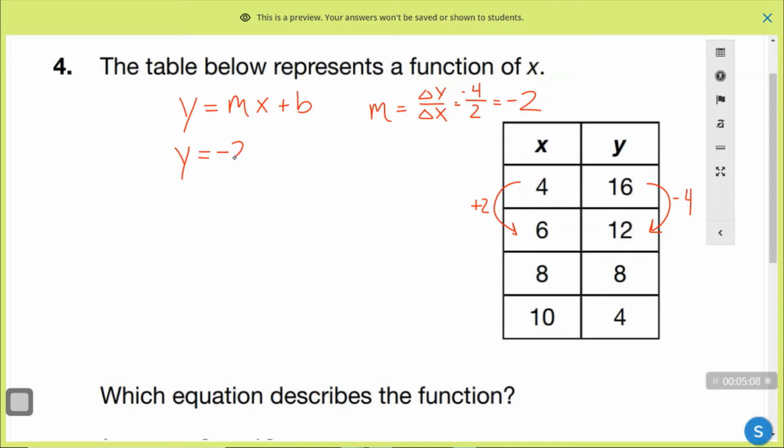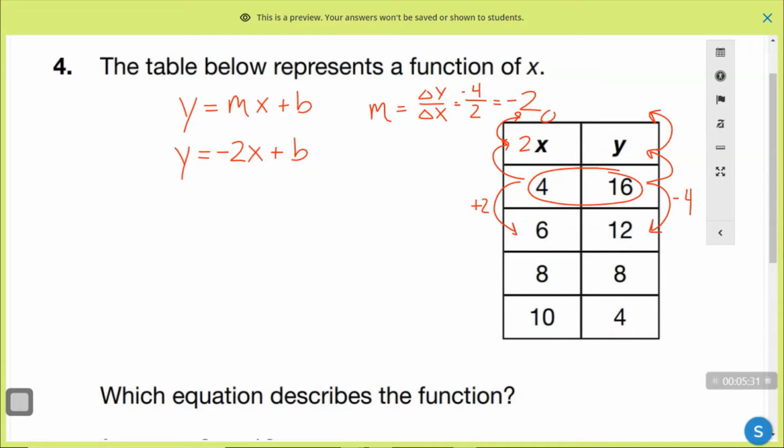I know now that my equation is going to begin with negative 2x. However, I don't know my y-intercept. There's a couple ways you could go about finding it. You could work backwards in the table knowing that this is 4, and you could go back by 2 to go to 2, and then go back by 2 again to go to 0. And then you could go up by 4 and up by 4. I'm, however, just going to pick one of my points and plug it in. I like to do it algebraically.